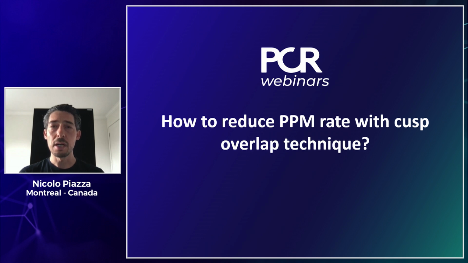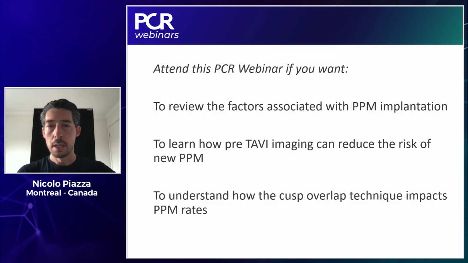So why don't we start off with looking at the objectives of today's session. We're going to review three main objectives. The first is to review the factors that can be associated with permanent pacemaker implantation. The second will be to learn how pre-TAVI imaging can help us understand and reduce the risk of new permanent pacemaker implantation. And the third is to understand how the cusp overlap technique during the implantation procedure can impact permanent pacemaker rates.